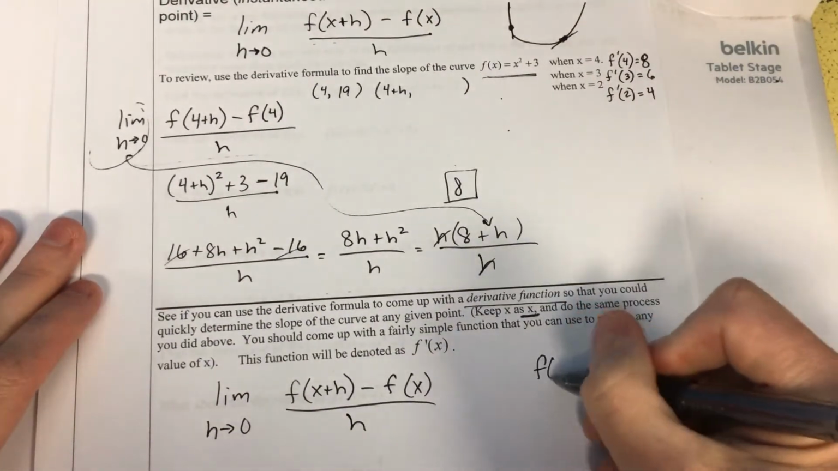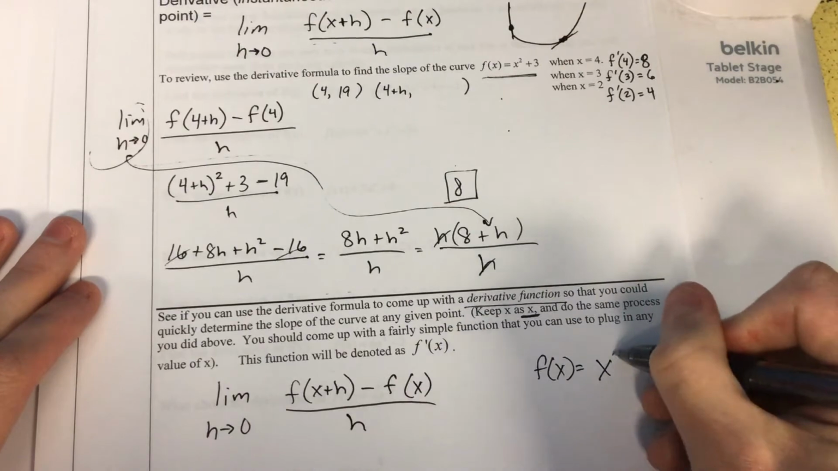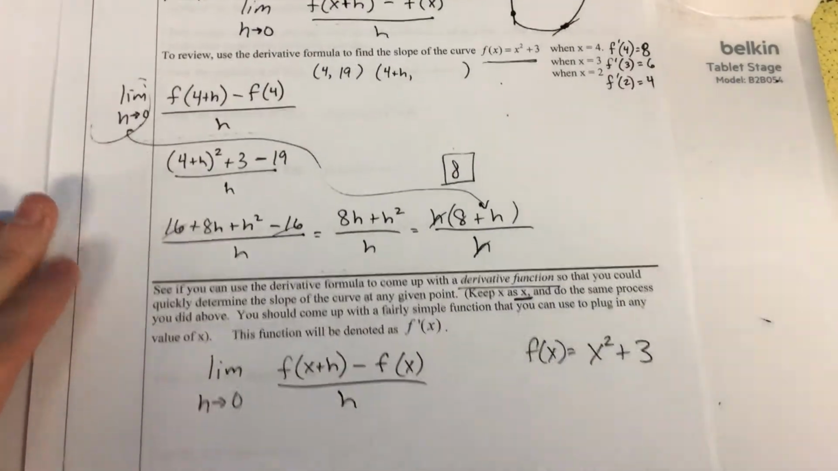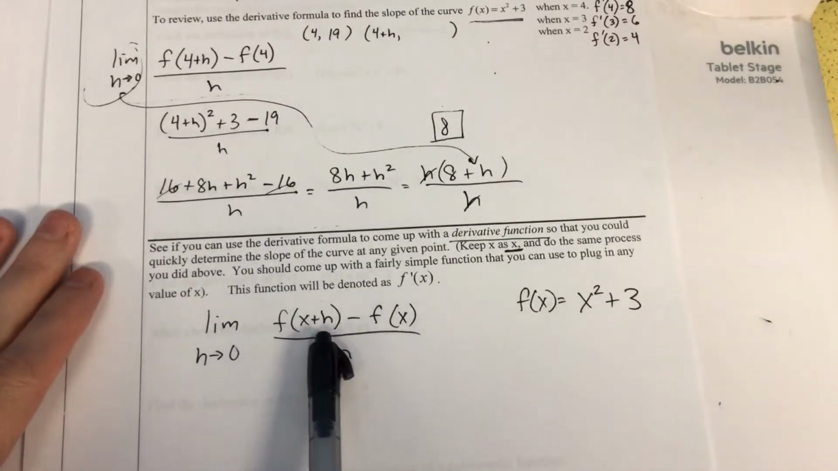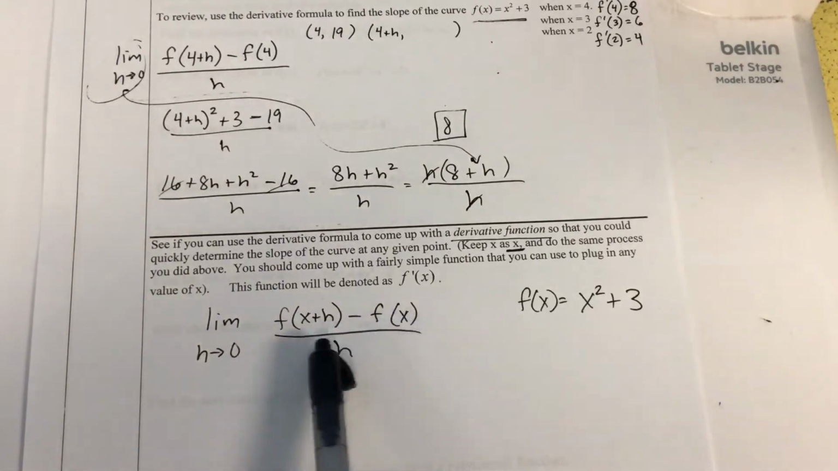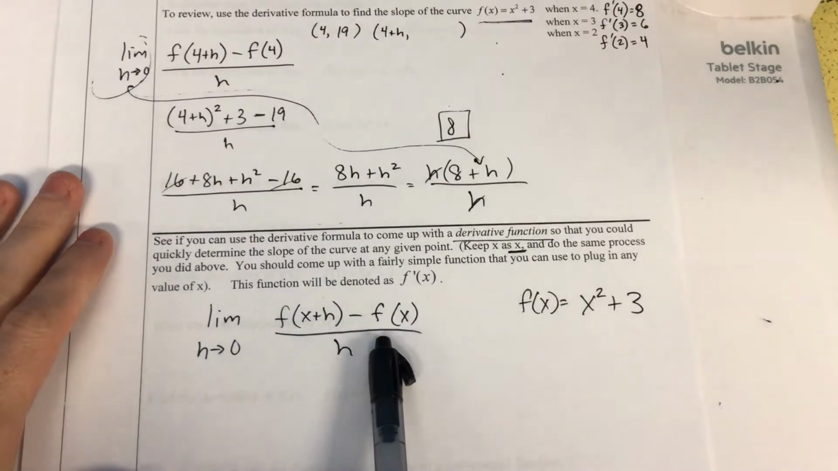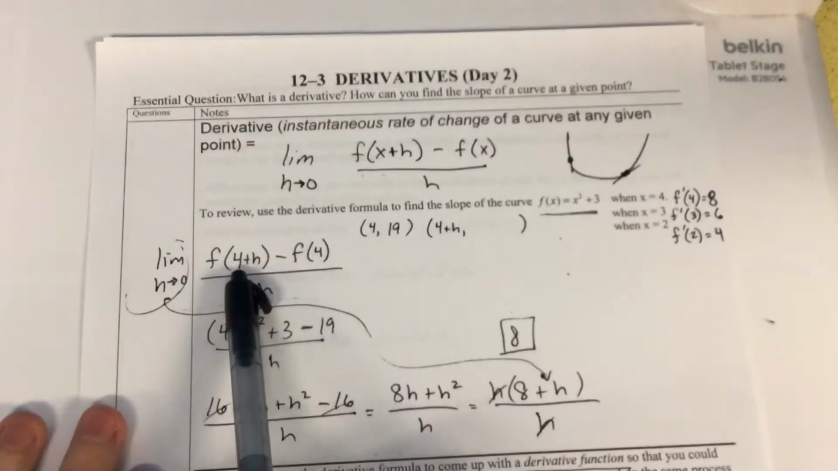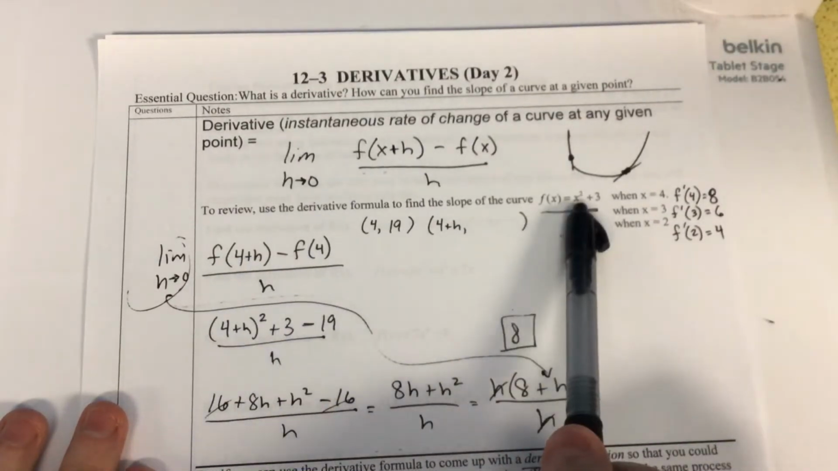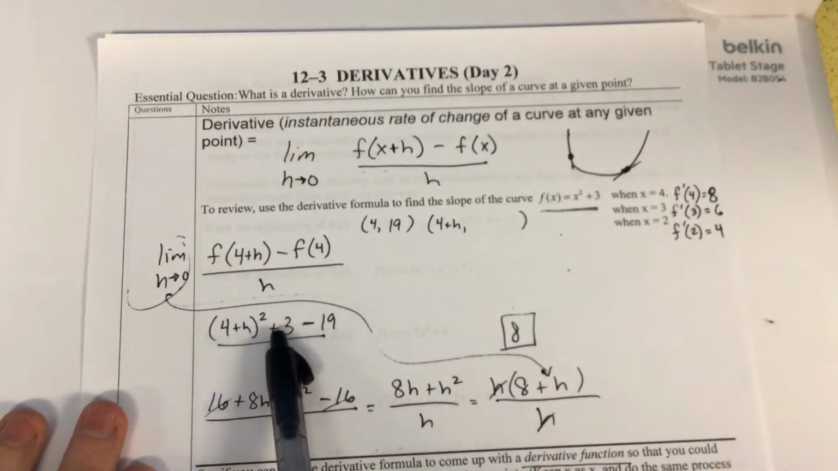Our function that we're dealing with is going to be the same one, x squared plus 3. So what we want to do is just do this, but it's not going to be 4 plus h and 4. We're just going to keep it as x plus h and x. So it's going to look a little different at first, but it's the same idea. So when it was 4 plus h, we plugged in 4 plus h for the x, and we wrote 4 plus h squared plus 3.